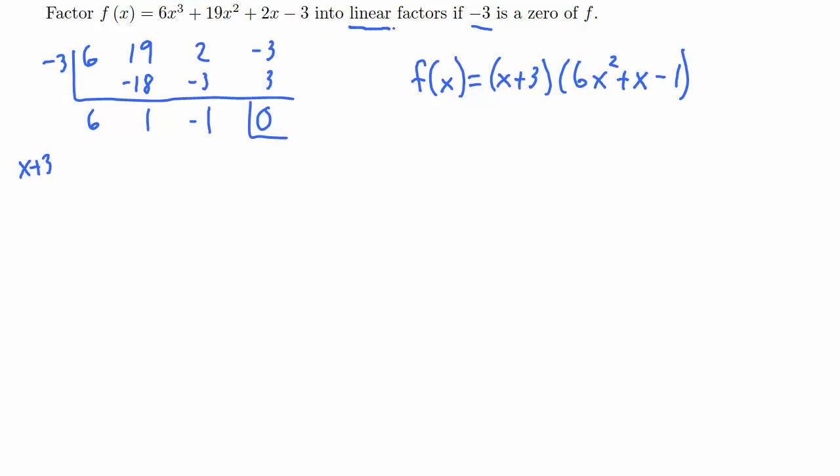But notice that we want to factor this into linear factors. Now, whenever we say linear, we want to see them in the form of x plus b. Now, x plus 3 is in the form of mx plus b here, but 6x squared plus x minus 1 is not, because that is a quadratic factor. So what we want to do instead is factor the quadratic if we can.